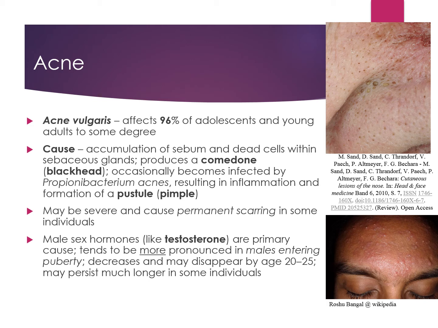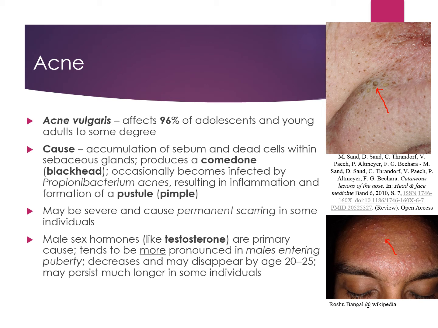When there's an accumulation of dead cells and sebum, you get something called a comedone. This is a blackhead, and occasionally it becomes infected by Propionibacterium acnes, resulting in inflammation and the formation of a pustule or a pimple. So in this picture, you can see some examples of blackheads, and then in this picture you can see some examples of the pustules or pimples.